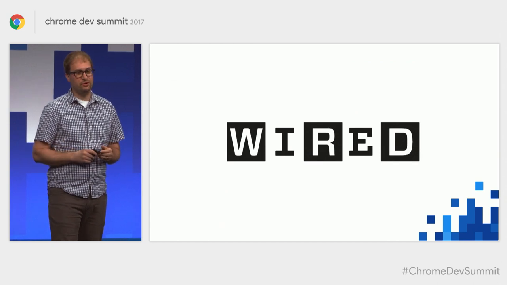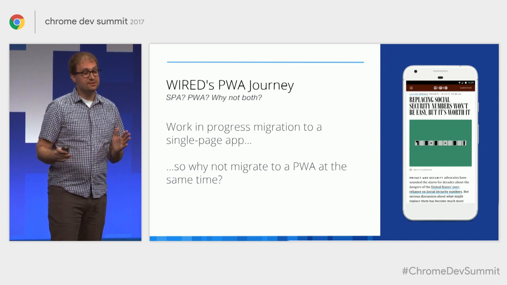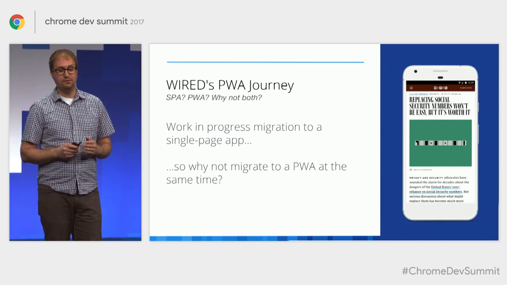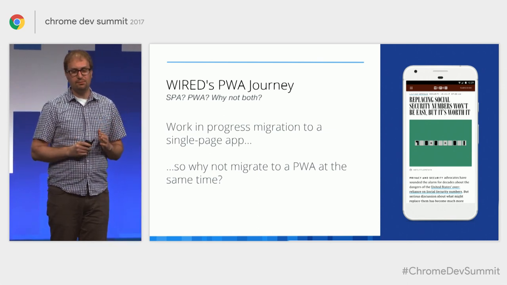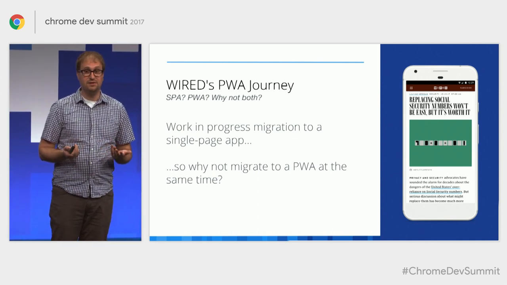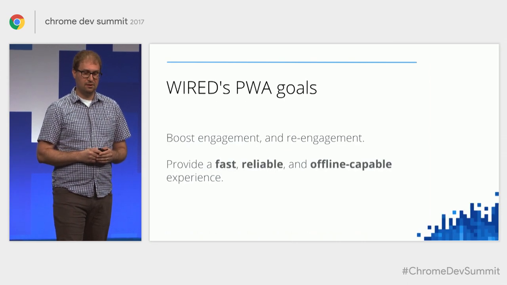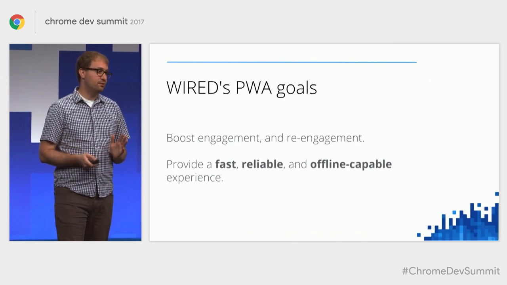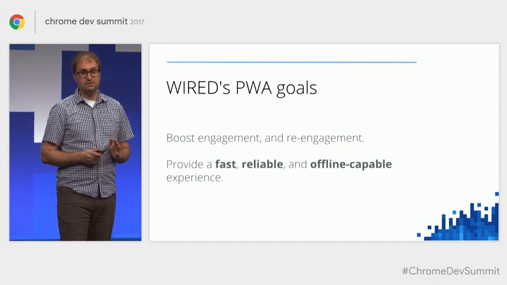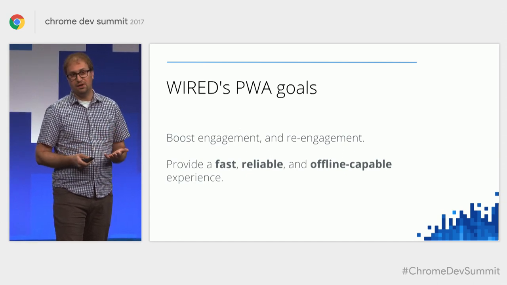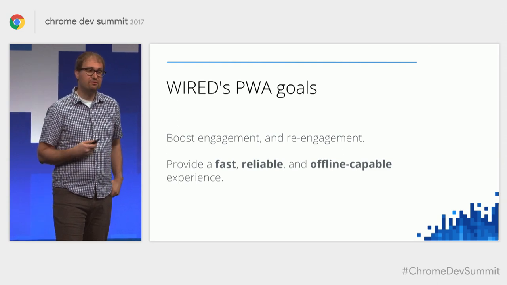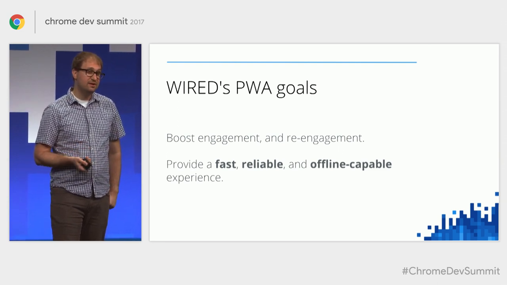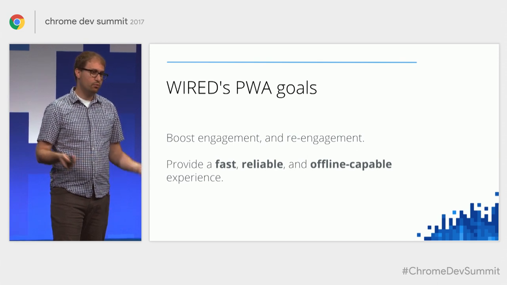And next up is another familiar company, Wired. So Wired recently started down the path of rebuilding their web experience as a single-page app. And they considered that a great opportunity to look into making it a PWA at the same time. So their goals for their PWA are first and foremost to boost both initial engagement as well as re-engagement with return visitors. And central to that goal is providing a fast, reliable, and offline-capable experience. So Workbox could help.